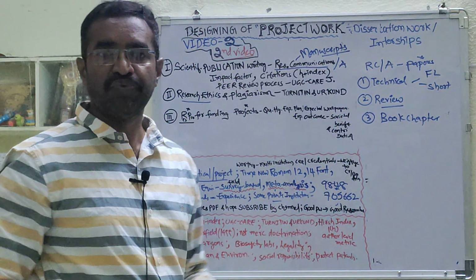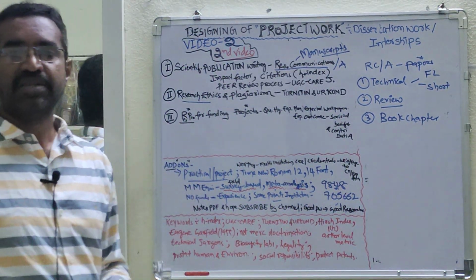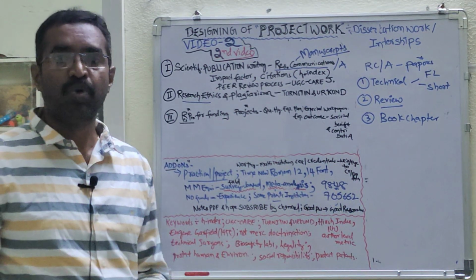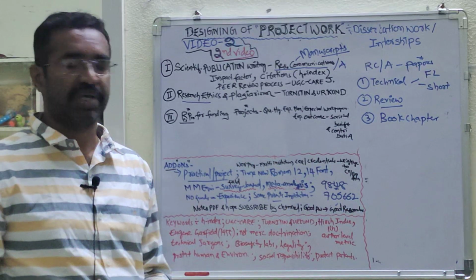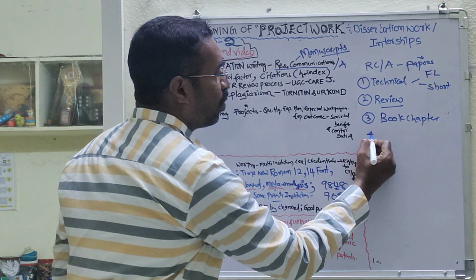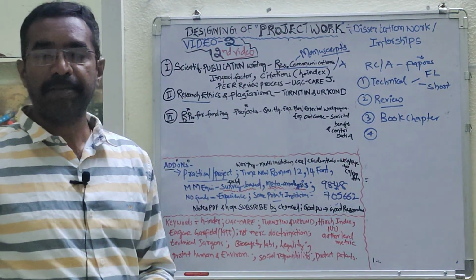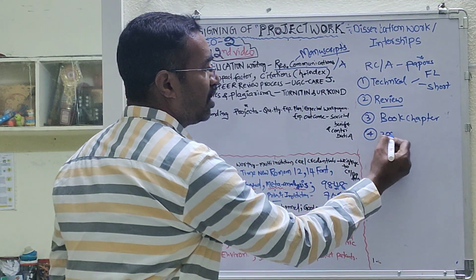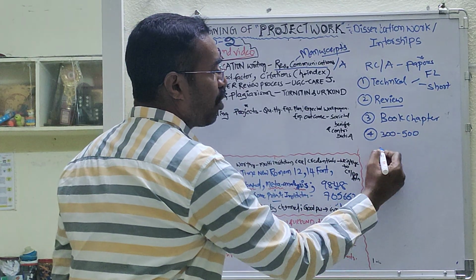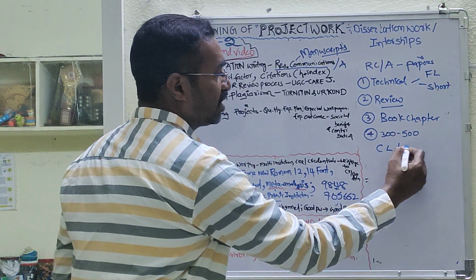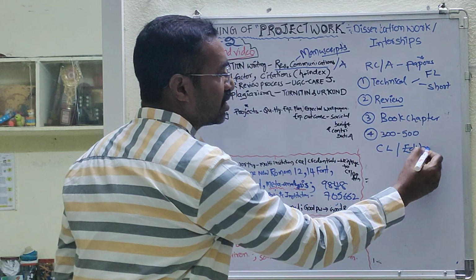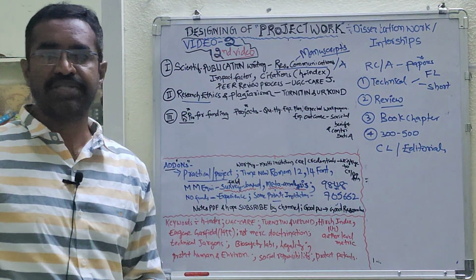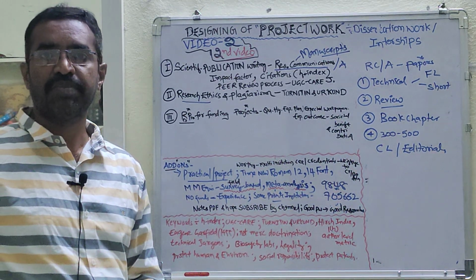Sometimes you may be reviewing things and publishing in very good book publishers such as Springer, Elsevier. And then sometimes some people may be writing nearly 300 to 500 words of what you call correspondence letters or editorials. So these are the different types of research communications which are generally published or prepared.